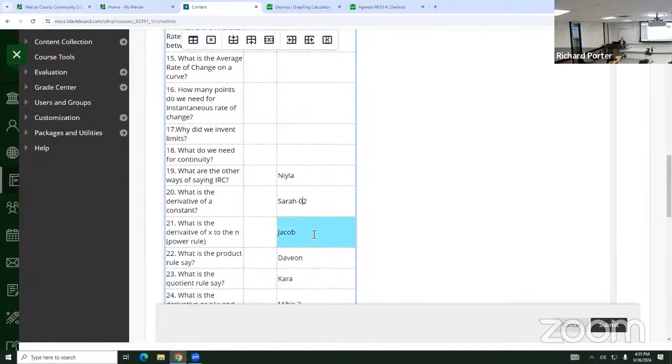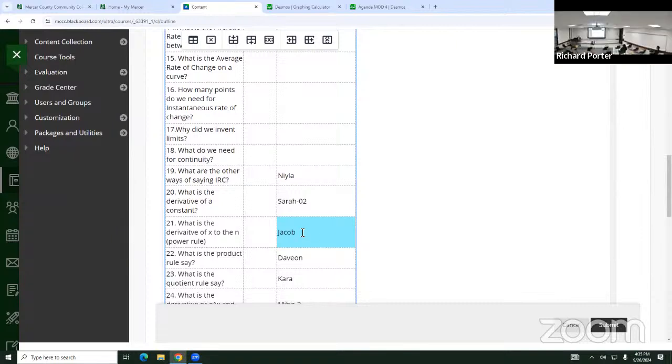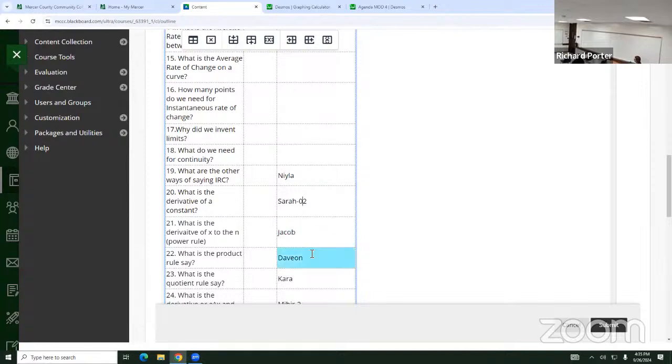Okay, Jacob, you're there. What's the derivative of x to the n? N times x to the power of n minus 1. Right, we've done that already today. And we use the power rule over and over again. That's a good one to know.